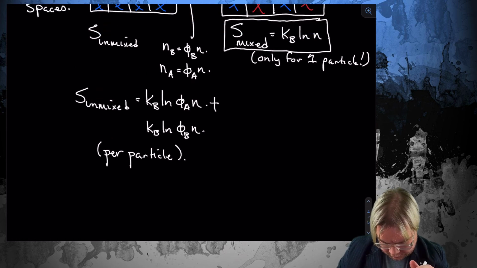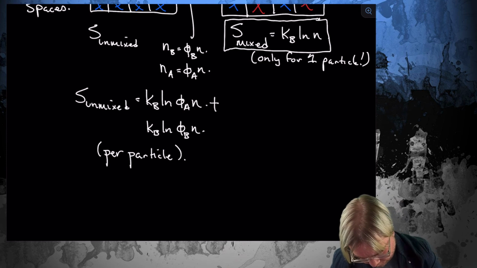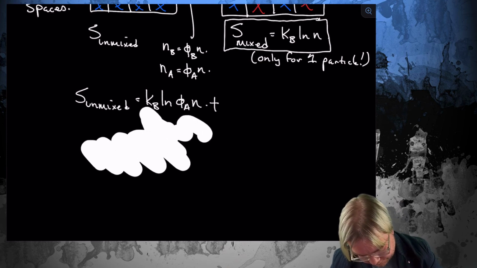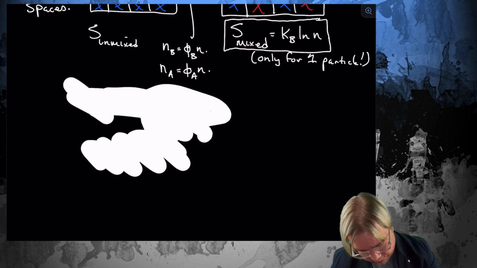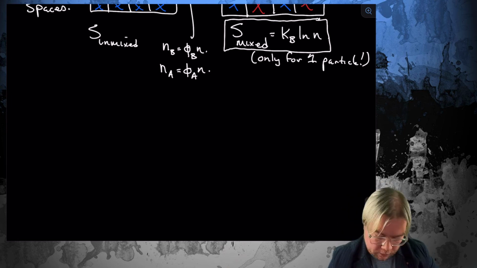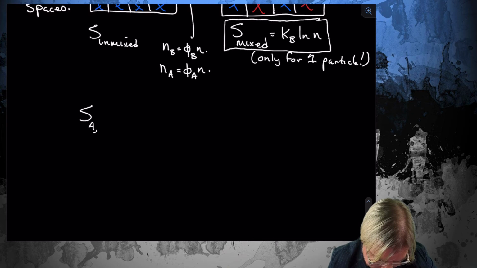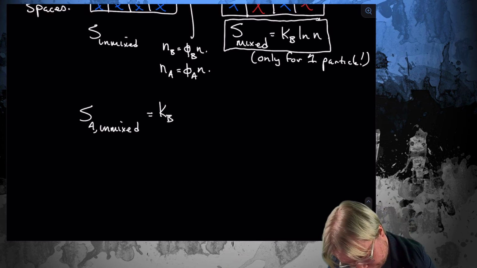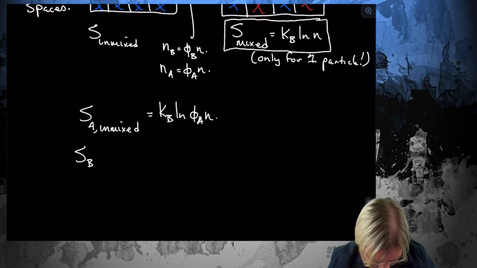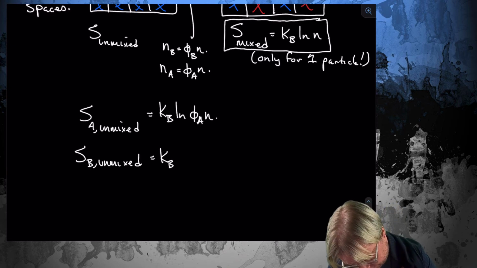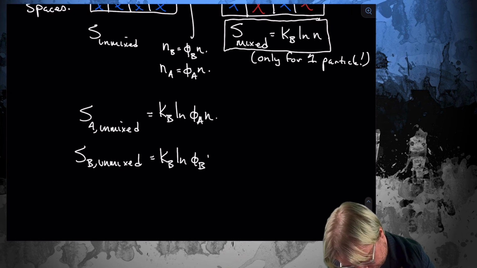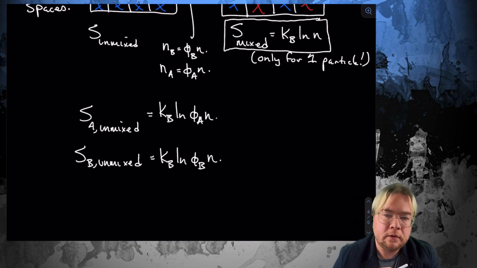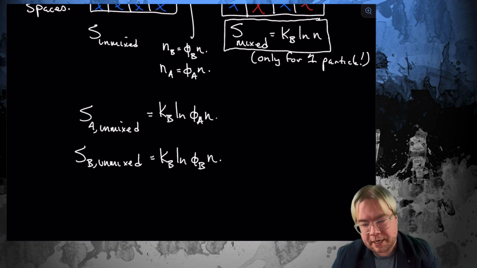You know what? Maybe I should... It'll work this way, but I'm going to erase this and break it up into 2 components so that I'm not going to skip any step. So I'll say the entropy of A in the unmixed state will be Kb log of phi A times N, and the entropy of B in the unmixed state is going to be Kb log phi B times N. Okay, so let's do this one step at a time.